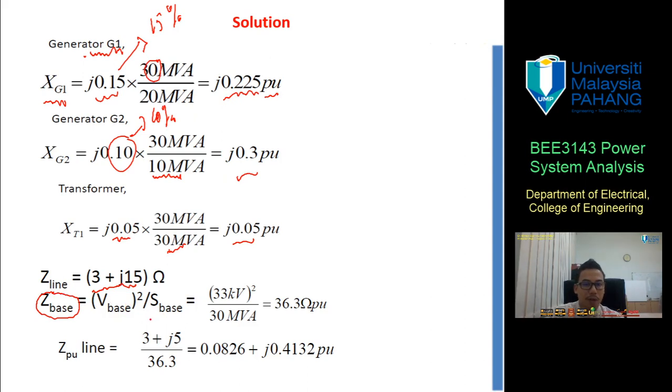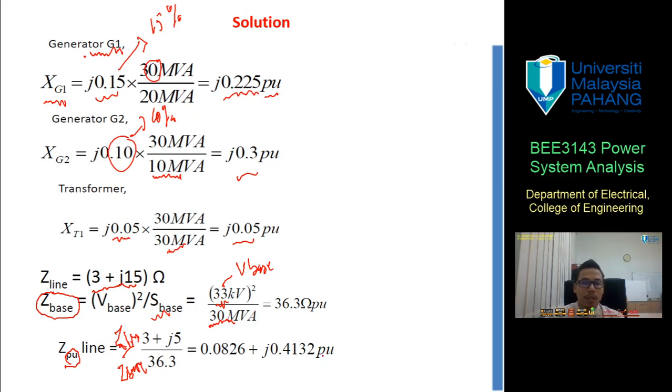multiplied by V base over the S base, where the S base is 30 MVA and the V base given in the question is 33 kilovolt. So this is the V base. Then we get 36.3 ohm. Then finally we solve the line impedance per unit, which is 3 plus j15, Z line over Z base. Sorry for my bad handwriting. Then finally we get 0.0826 plus j0.4132.